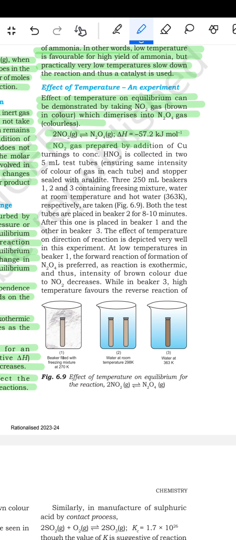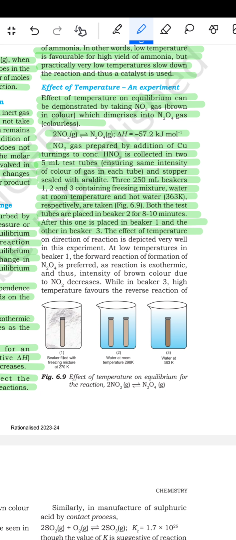NO2 gas prepared by the addition of fuming concentrated HNO3 is collected in 2 ml to 5 ml test tubes, ensuring the same intensity of the color of the gas in each tube, and a stopper is fitted. Three 250 ml beakers, 1, 2 and 3, containing freezing mixture, water at room temperature and hot water at 363 Kelvin respectively, are taken. Both test tubes are placed in beaker 2 for 8 to 10 minutes. After this, one is placed in beaker 1 and the other in beaker 3.